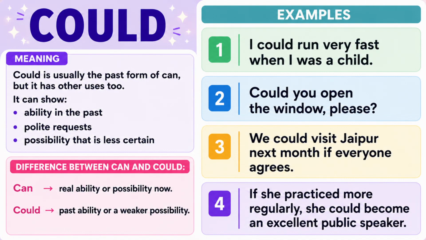Example 1. I could run very fast when I was a child. Example 2. Could you open the window, please? Example 3. We could visit Jaipur next month if everyone agrees. Example 4. If she practiced more regularly, she could become an excellent public speaker.